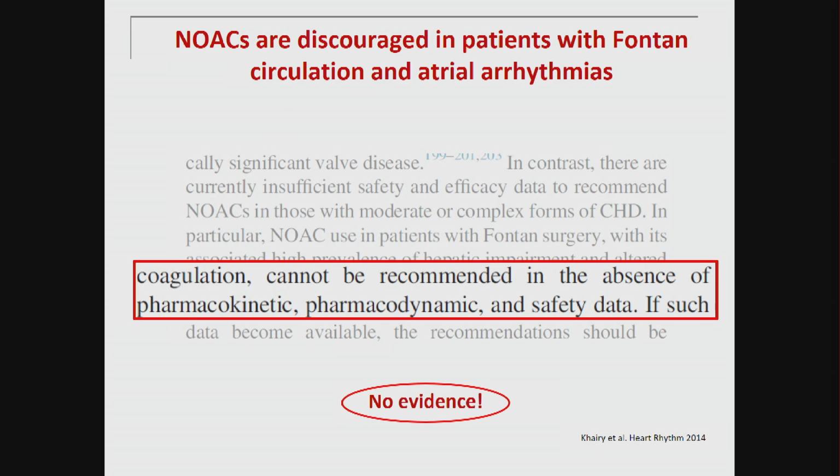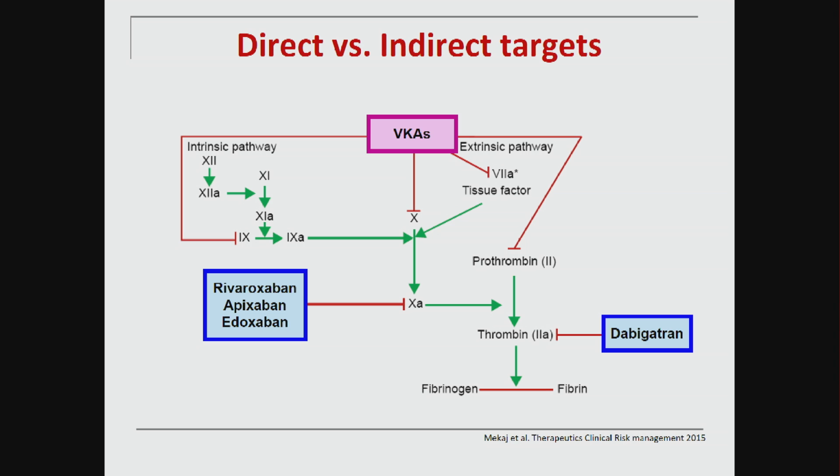So as anticoagulation is important, which is specified by the guidelines too for atrial arrhythmias, the 2014 guidelines from PACES and HRS on arrhythmias in adult congenital heart disease have actually given a recommendation level of 3, which means that they discourage the use of NOACs, which are non-vitamin K antagonist oral anticoagulants, in patients with Fontan circulation in atrial arrhythmias, with the reason that there is no evidence. But of course, this advice is also based on no evidence.